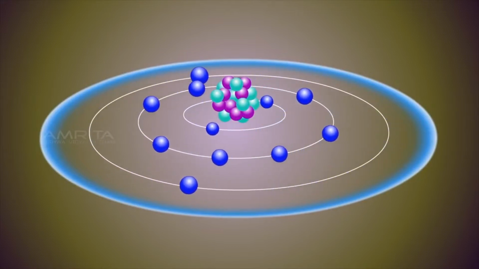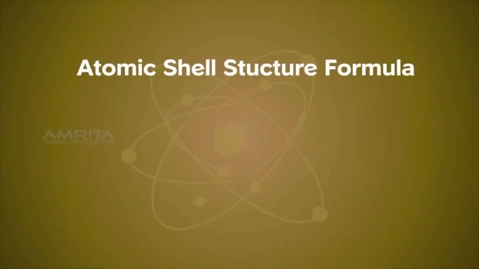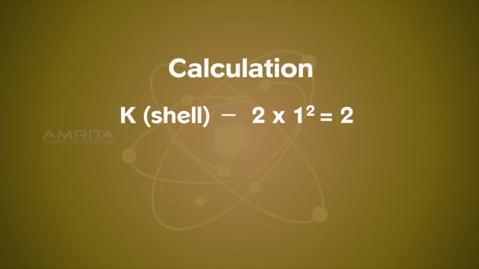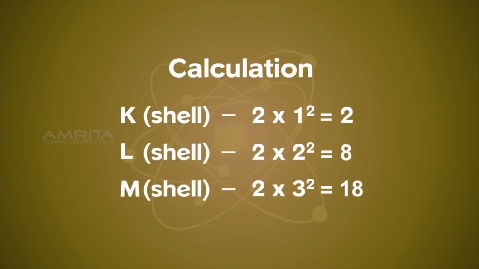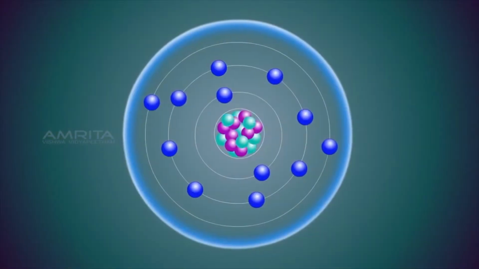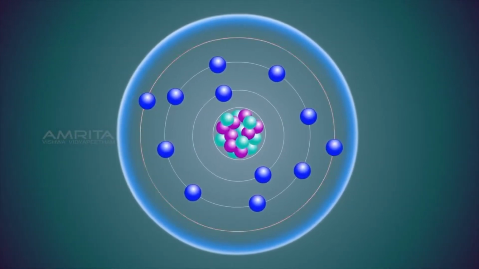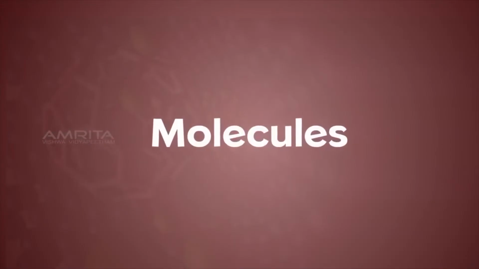The orbits or shells are represented by the letters K, L, M, etc. The maximum number of electrons present in a shell is given by the formula 2n squared, where n is the orbit number of energy cells. The first orbit or K shell can have 2, the second orbit or L shell can have 8, and M shell can have 18 electrons, etc. The electrons present in the outermost shell of an atom are called valence electrons, and the shell which valence electrons occupy is called the valence shell. A molecule is in general a group of two or more atoms that is chemically bonded together.